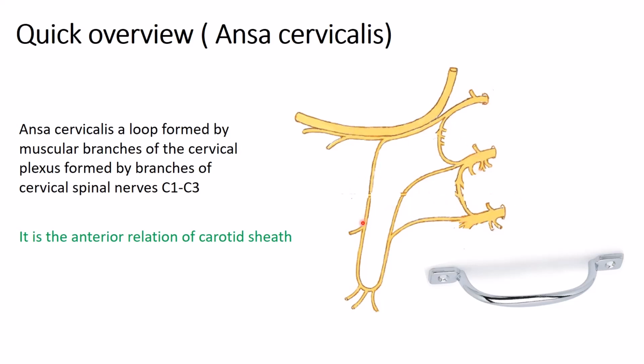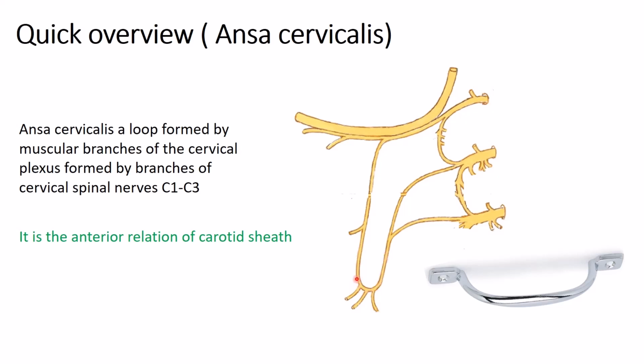Form the ansa cervicalis. This is called the superior root of ansa cervicalis, and this is called the inferior root. So the superior root unites with the inferior root and forms something like a loop, and it's called ansa cervicalis, that gives the nerve supply to the strap muscles.